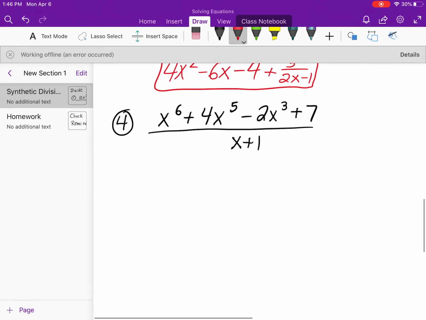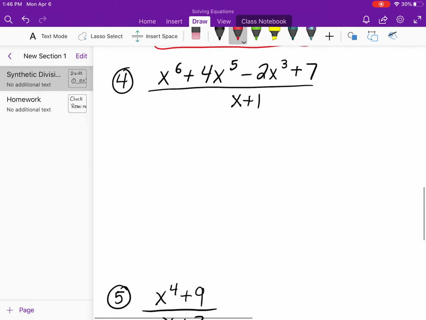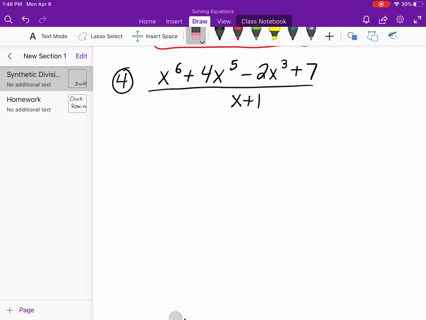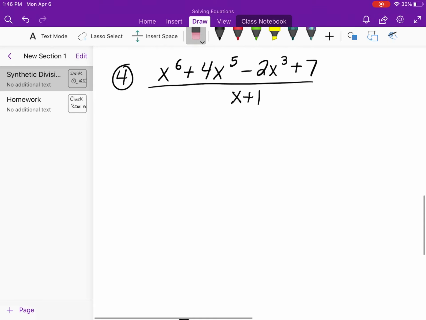Okay, last example. This last example, I did have this one down here. I'm going to erase that. This last example starts with an x to the 6th. So we're going to have a lot of numbers here, but I'm going to need some placeholders. I have x to the 6th plus 4x to the 5th minus 2x to the 3rd plus 7. What happened to our x to the 4th, our x squared, and our x? Well, there isn't one, which tells me that's 0.